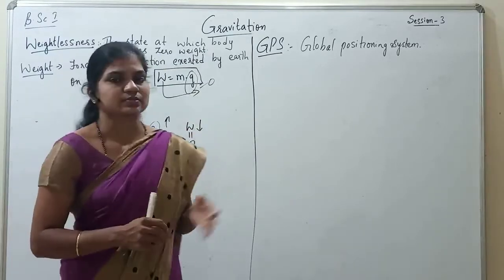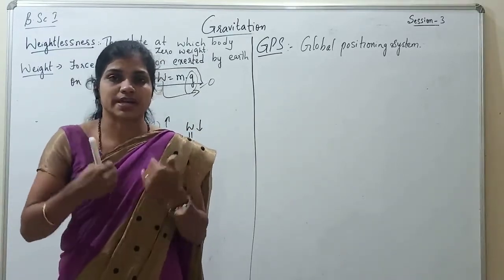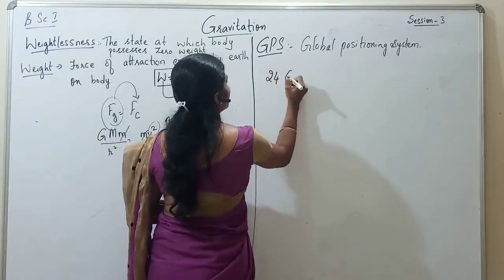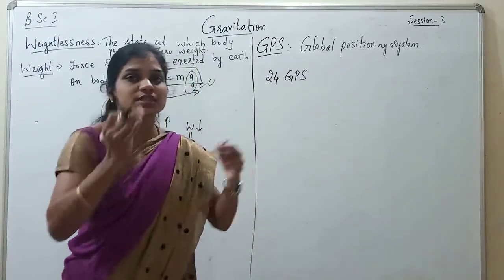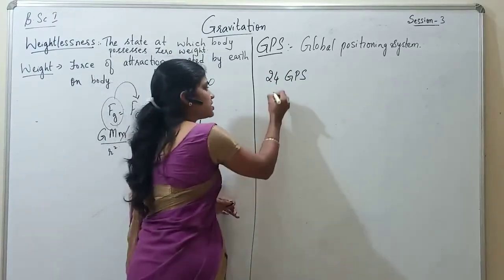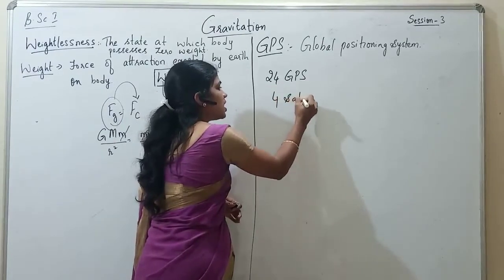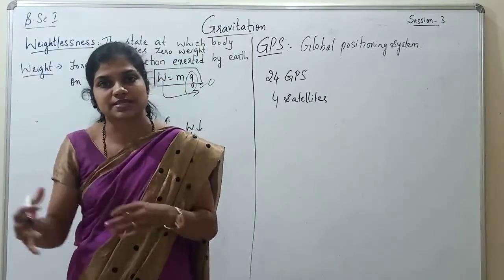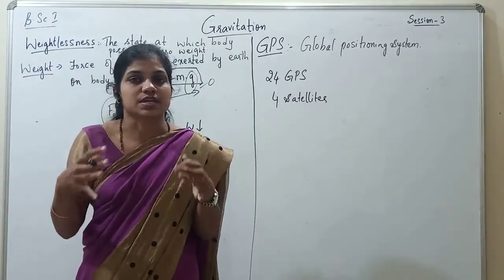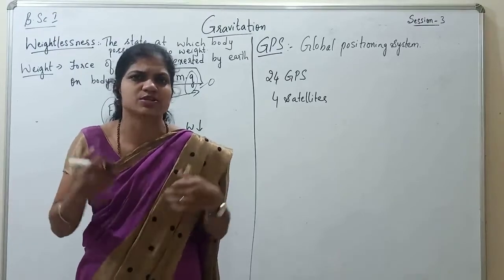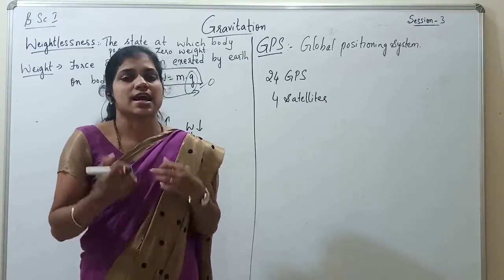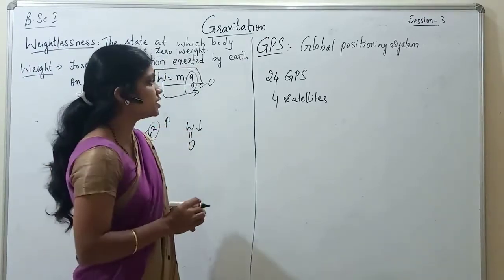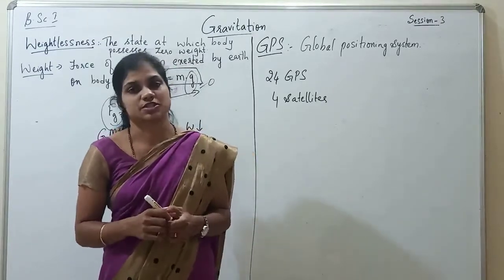This system is being used by us because of 24 GPS satellites which are placed above the earth. And there are 4 such satellites which are positioned right above certain places, so that each human being is able to access the location, the atmosphere, the traffic, etc., using the global positioning system.